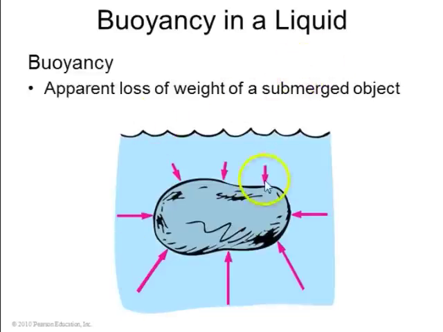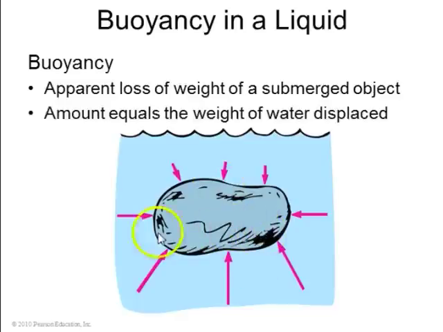So buoyancy is the apparent loss of weight of a submerged object. If part of an object is underwater, then it will seem to weigh less. That is because there's pressure surrounding this object, pushing inwards on it, and the pressure on the bottom surface is a little bit bigger than the pressure on the top surface. It turns out that the buoyancy force, which is always upwards, equals the weight of the water that's displaced by the object.